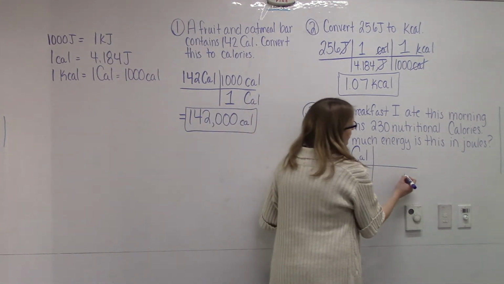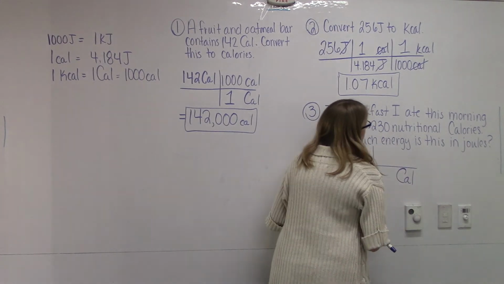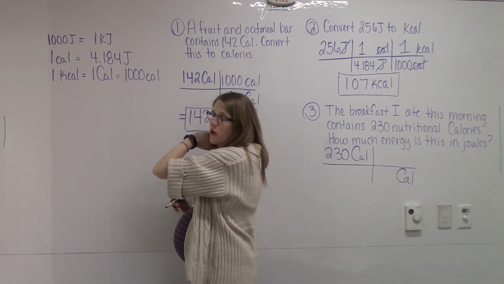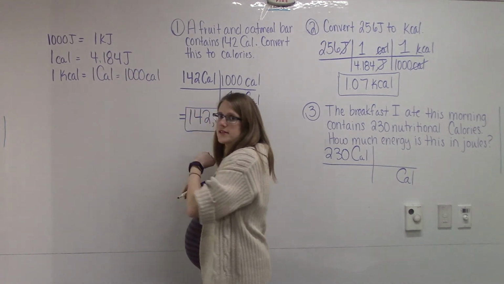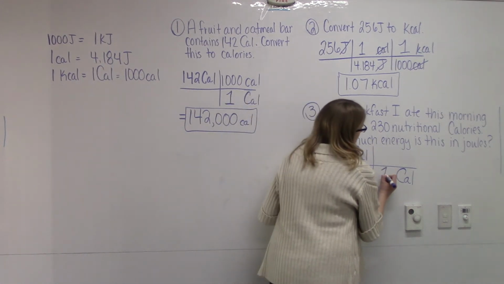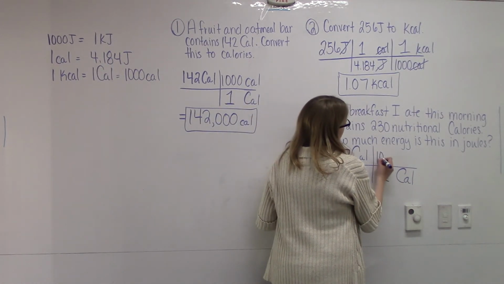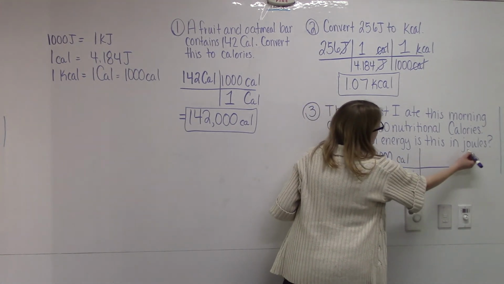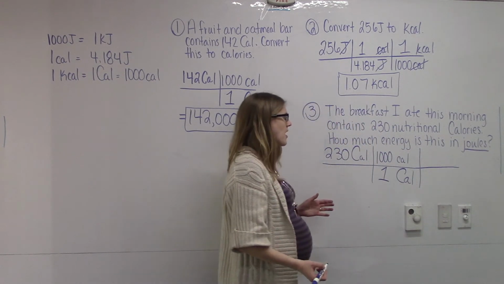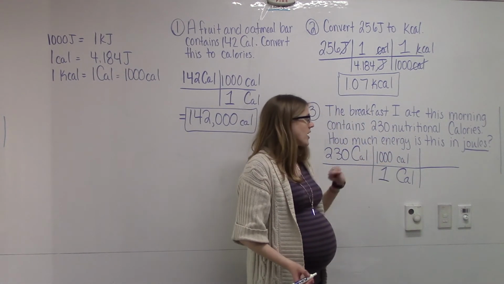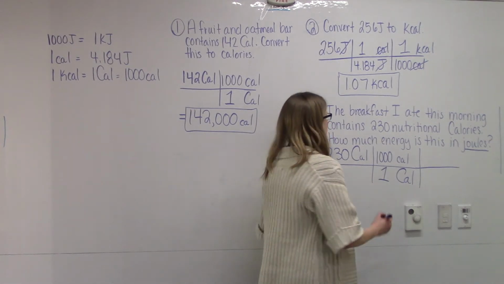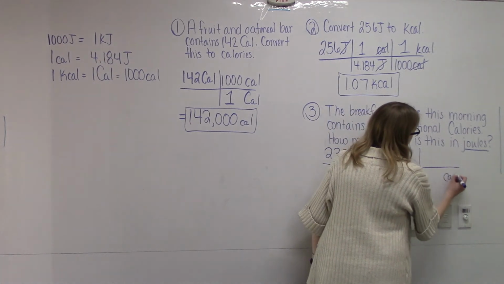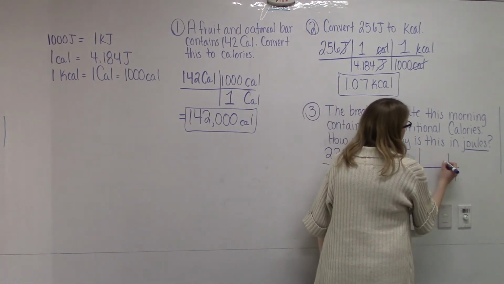Whatever unit's here needs to go on the bottom the next time. We do know a conversion from food calories to normal calories, capital calories to lowercase calories. So that's what we're going to put in there. 1 capital calorie equals 1,000 lowercase calories. We need another step. Why? We're looking for joules. We're not to that yet. We are now at calories. Now we need to do our conversion to joules. So this cancels. Whatever unit's on top goes on the bottom, guys. Whatever unit's on top goes on the bottom. Now we can get to joules.